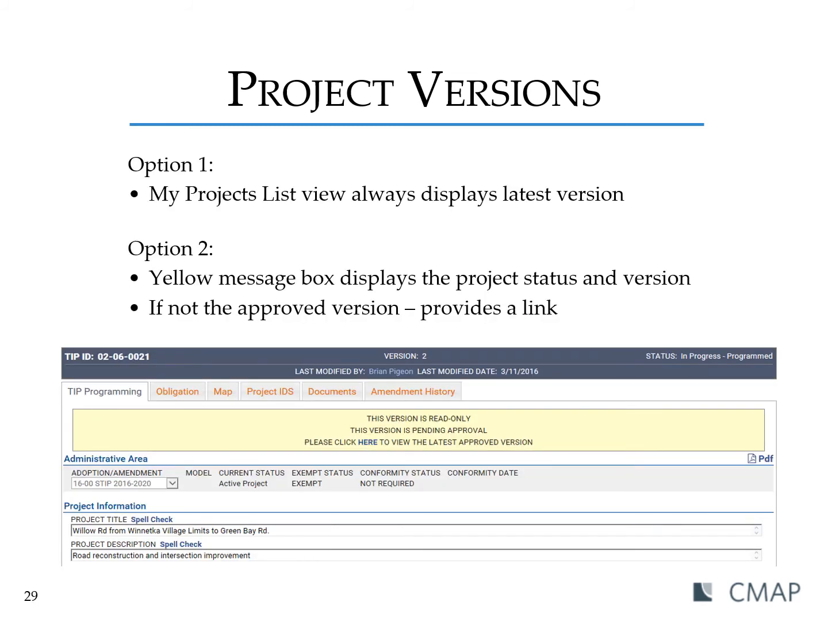It's important to make sure you're always working on the latest version of a project. There are 2 ways to check project version. The first is that if you go through the My Project list view, that will always lead you to a list of the latest versions. The other option is just to check that yellow message box at the top of a project. This displays the project status and version. If you're not working on the latest approved version, it'll provide a link to it. So you see it says, please click here to view the latest approved version.